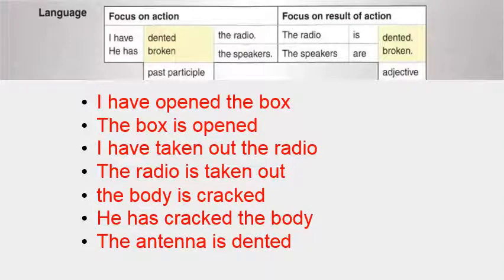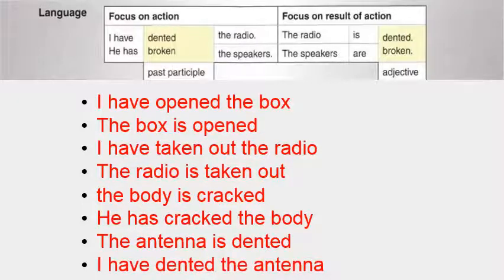Then the antenna is dented. Finally, I have dented the antenna. Okay, so we can focus on action and focus on result of action. If you want to focus on action, we must talk about someone who did the action. It's like I have dented the radio.